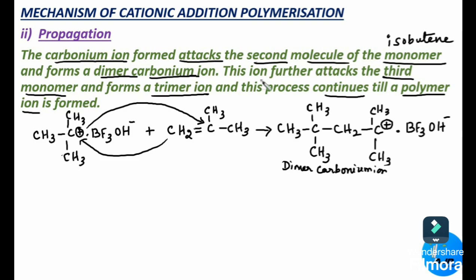Okay. See here, this dimer carbonium ion further attacks the third monomer. This third monomer again, it is isobutene, and it forms a trimer. Okay. So I am writing the isobutene again. I am adding up an isobutene. Okay. What is isobutene? CH2 double bond, single bond C, CH3, CH3.